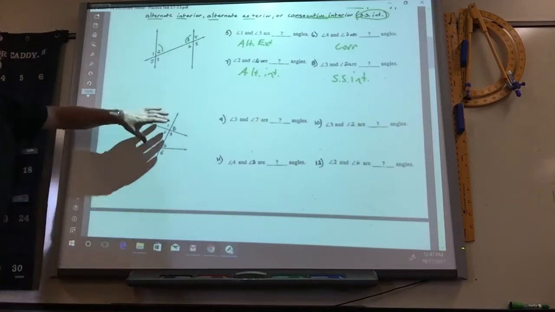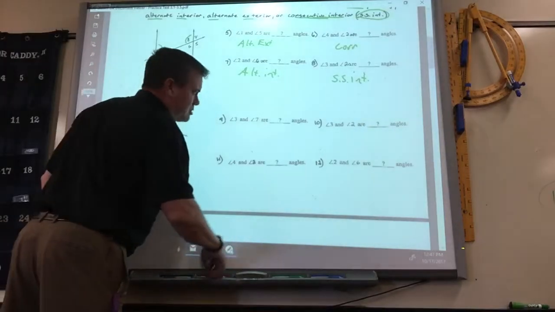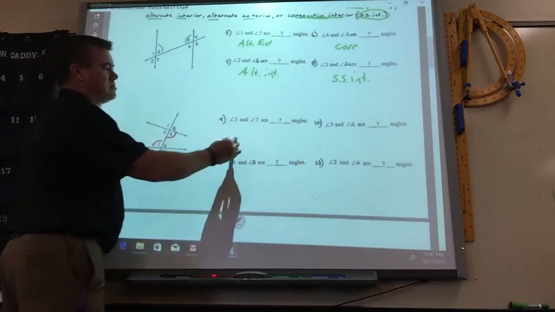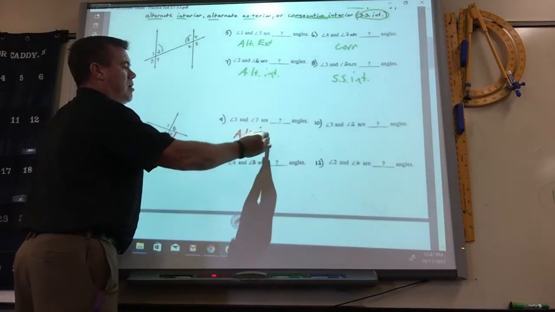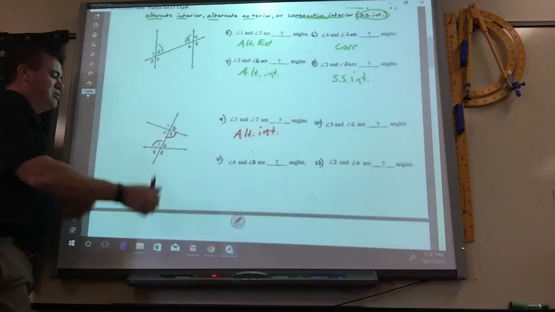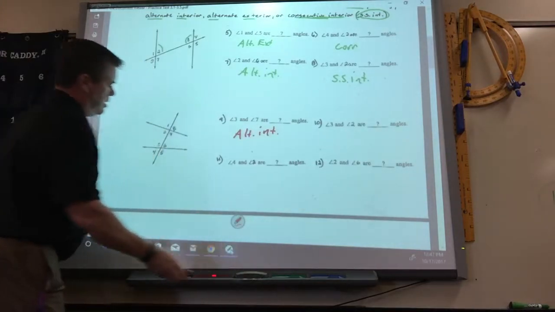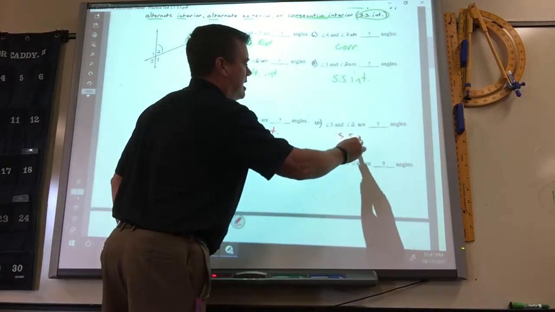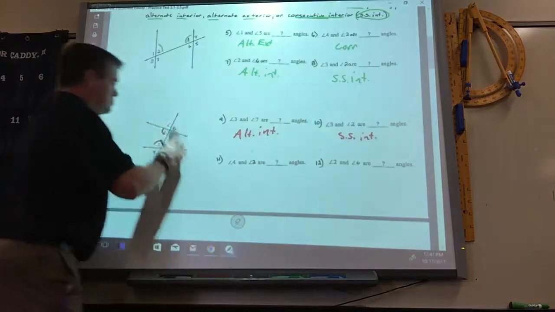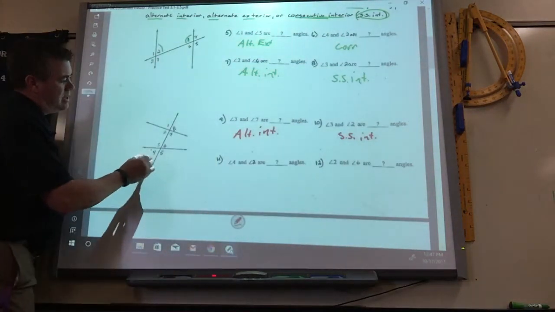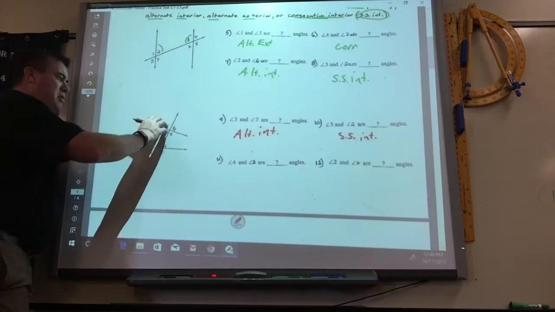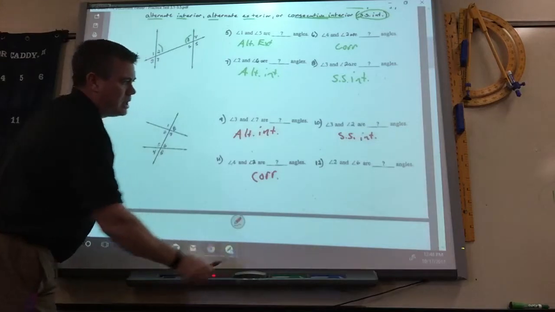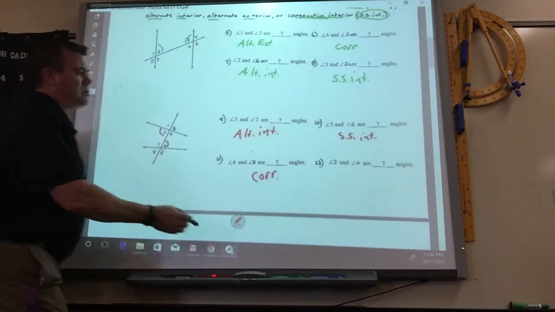Same thing here, it's just the lines aren't parallel like up here, but you can still call them 3, I think that's 3, right? And that's 7. Alternate interior, they're inside, alternate sides. 3 and 2, right there and there. Same side interior. 4 and 2. Bottom left, corresponding. And 2 and 6. Alternate interior.